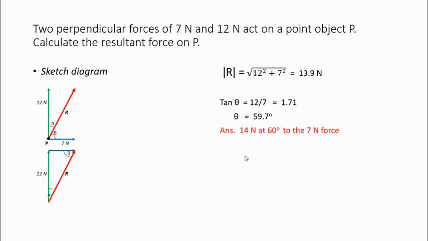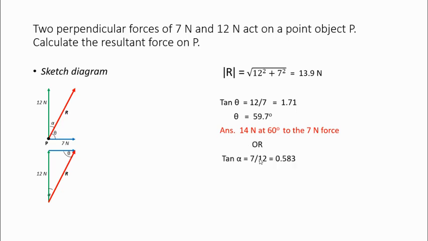So we can round off those values to two significant figures, since we didn't start off with more than two significant figures. So our answer is 40 newtons at 60 degrees to the 7 Newton force. We can't just say 40 newtons at 60 degrees. We must specify 60 degrees to what? So it's 60 degrees to the 7 Newton force, because that 60 degrees that we calculated is the angle between the resultant and the 7 Newton force.